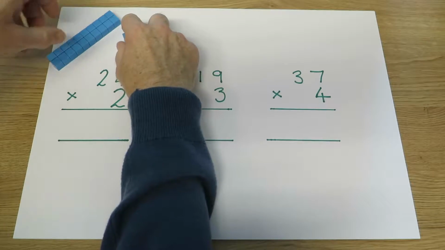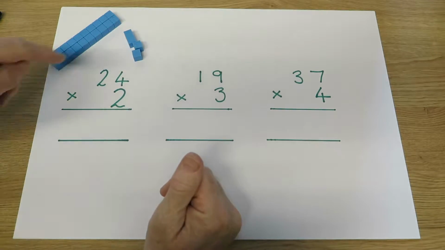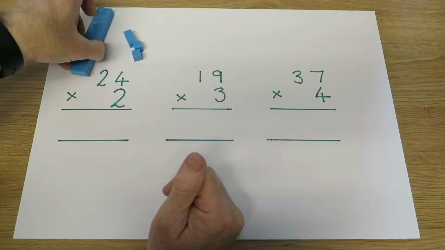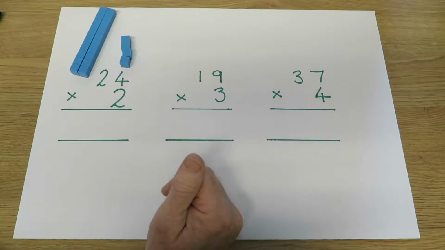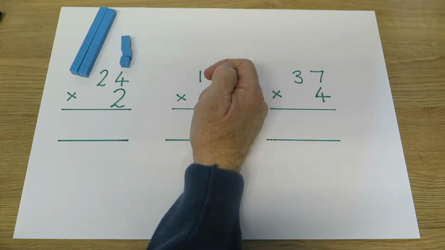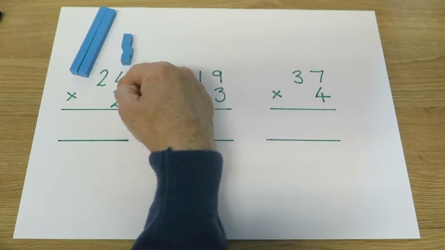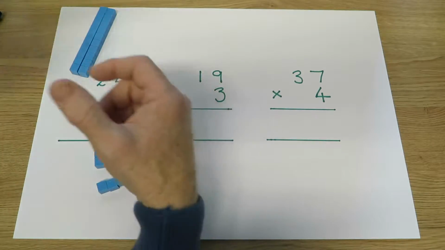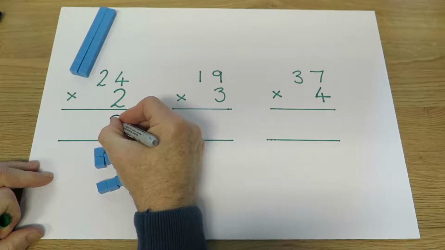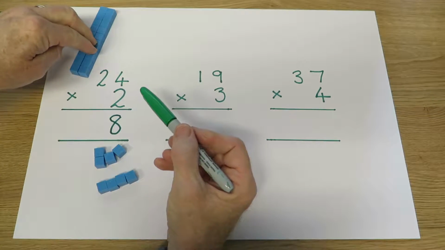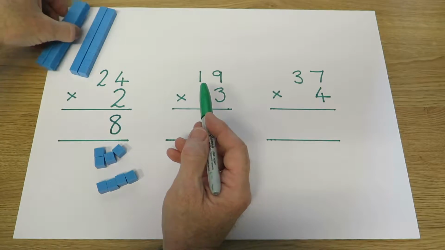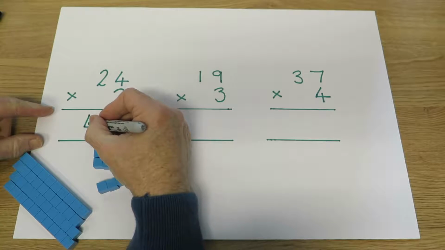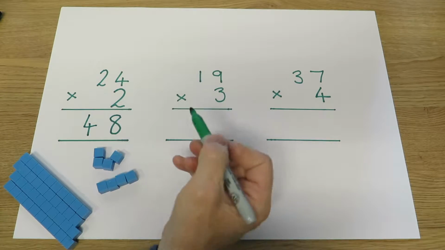Here, 24. They should know about the columns. This is the tens column, that's the units column. So what we've actually got is 2 tens and 4 units. And we're timesing by 2. So we've got 4 times 2, which is 8. And so the answer 8 goes in the units column because we've got 8 units. We've got 2 tens times 2. We've now got 4 tens, so 4 in the tens column. So 24 times 2, 48.